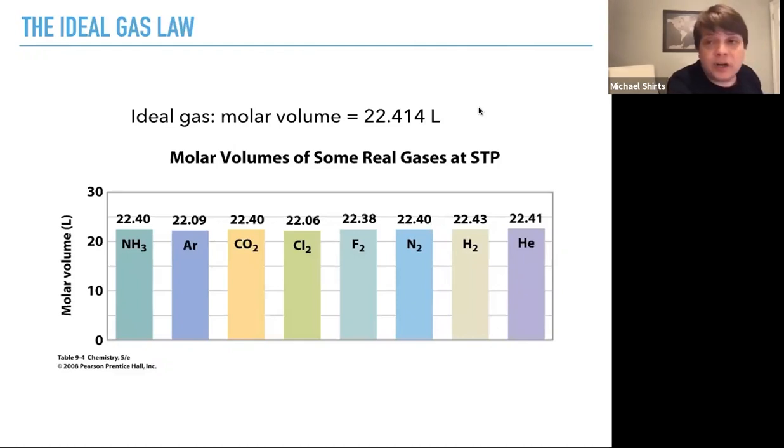So it's a useful approximation that's very easy to do. And at room temperature, which is higher than STP, it's even better. So it's a good approximation.